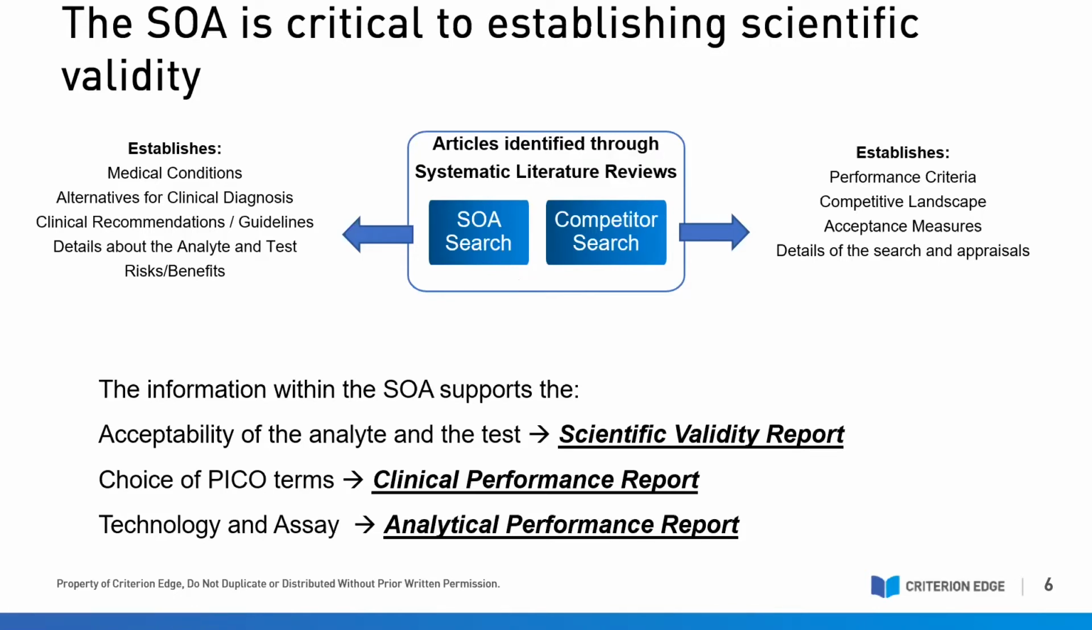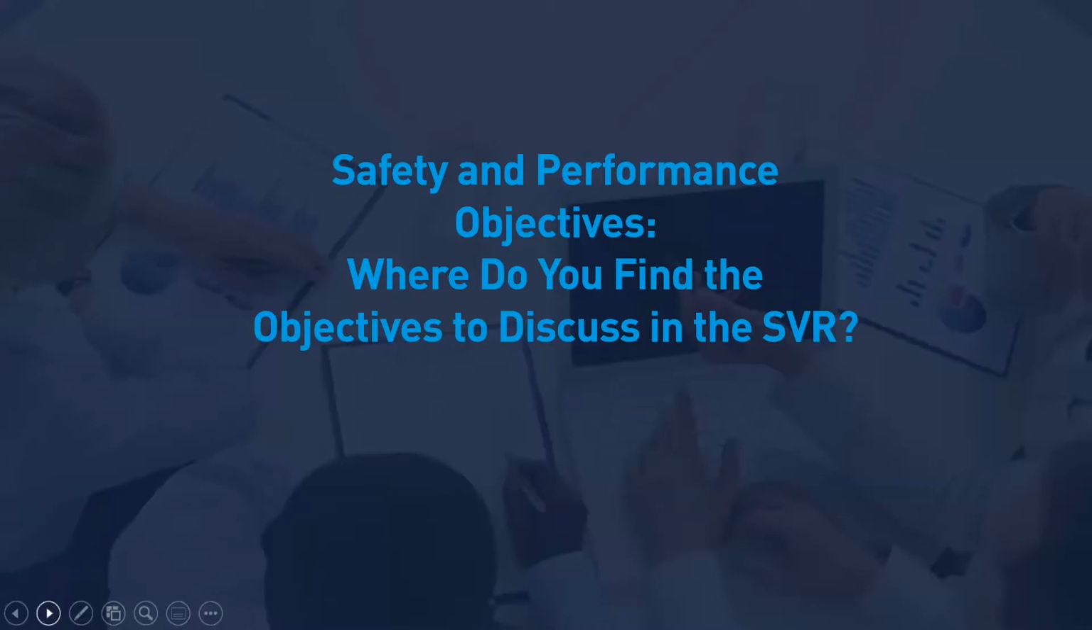The information that's contained within the SOA is critical not only to the SVR, but also will directly impact your CPR and your APR. So this is really where I like to point out that the SOA is that connection. It's helping to pull these reports together to truly tell the full story of your IVD, because we know that the SOA has to provide the background and the context for that clinical connection. That part's pretty clear. But we're also trying to set the standards by which we can measure our IVD relative to the competitive landscape. So now what?